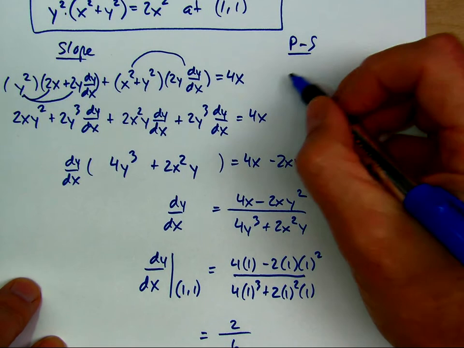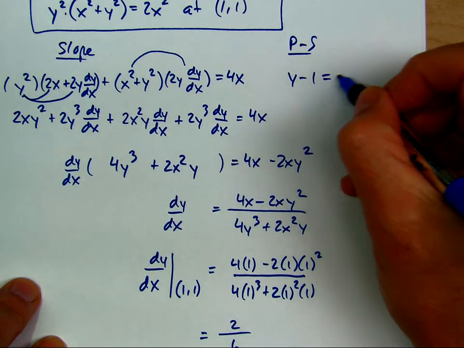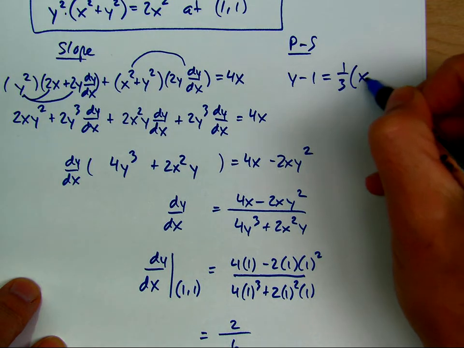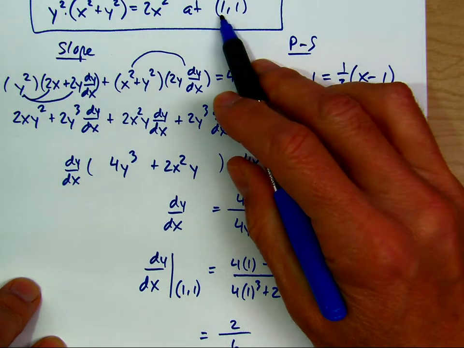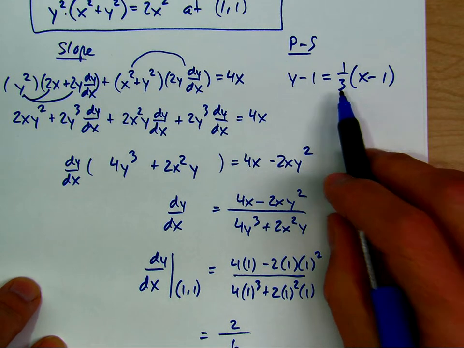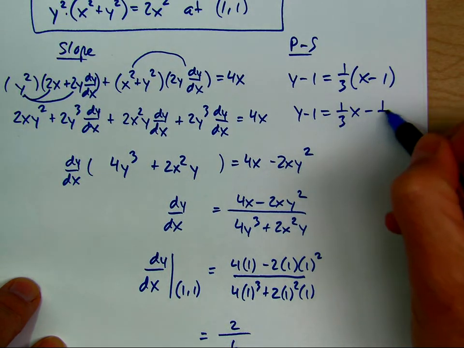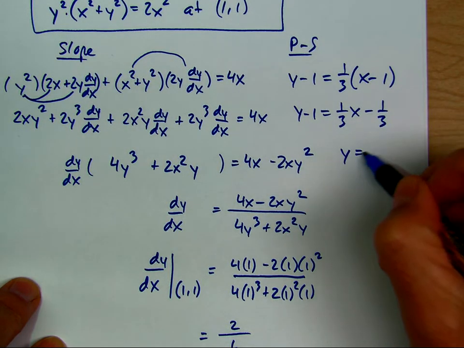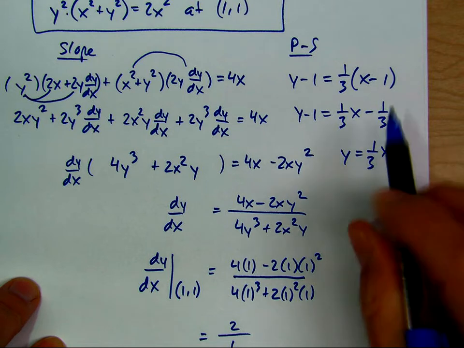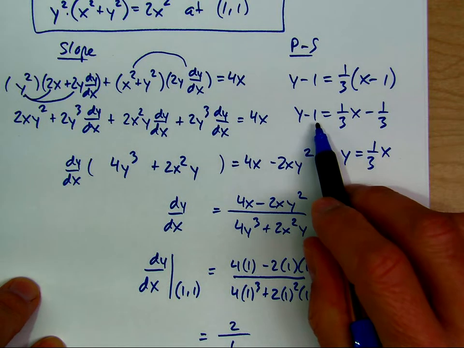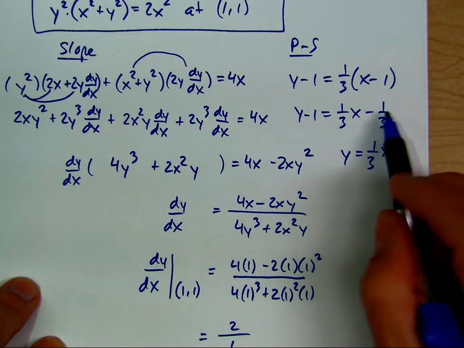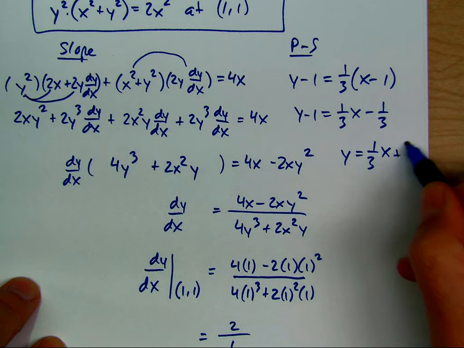And point slope will be y minus y1 equals m times x minus x1. So we have the x value and the y value and the slope. This is 3 over 3, so I'm going to add 3 over 3, and that means we'll get 2 over 3.